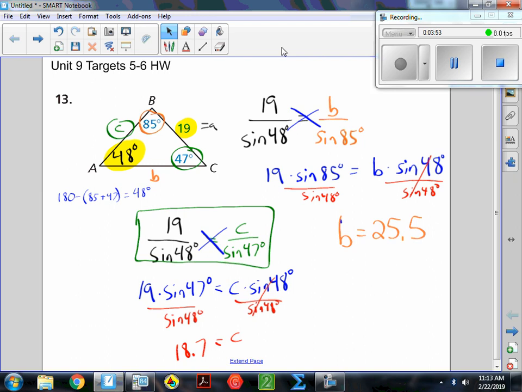So I have all three sides, A, B, and C, and all three angles, so this problem is finished.